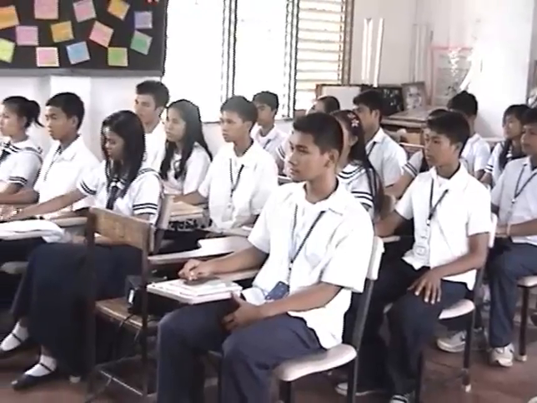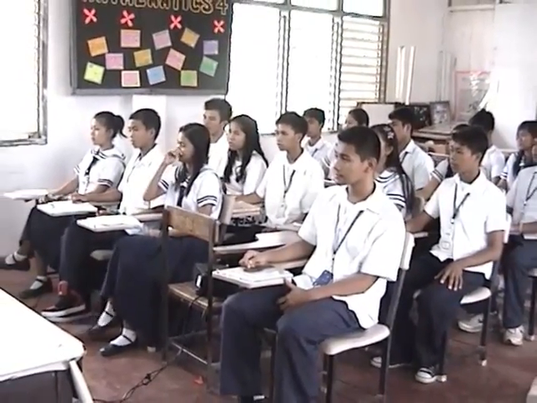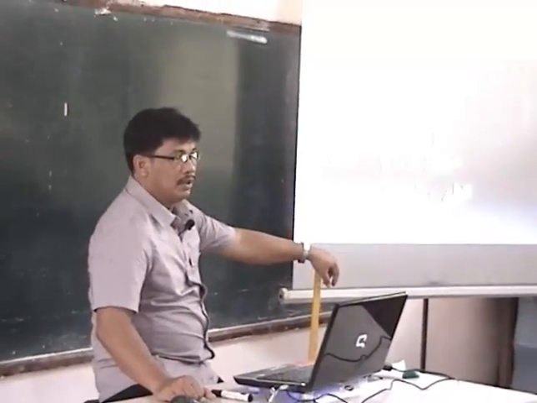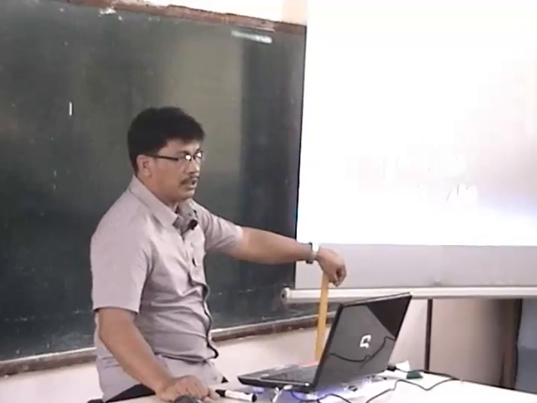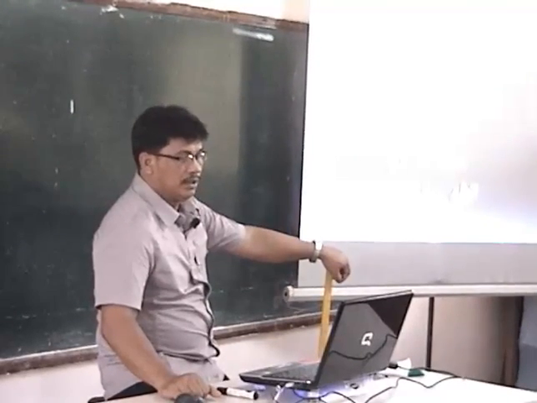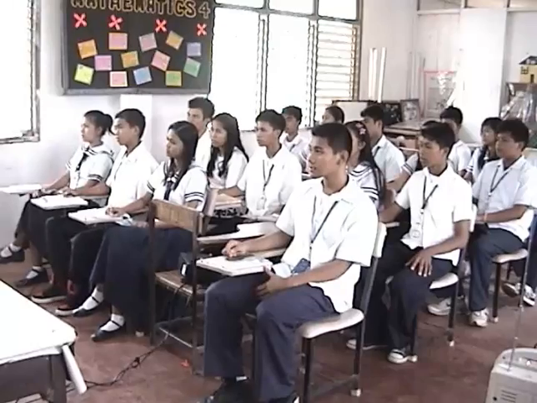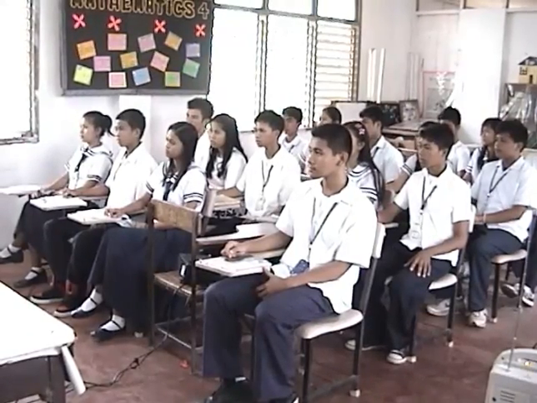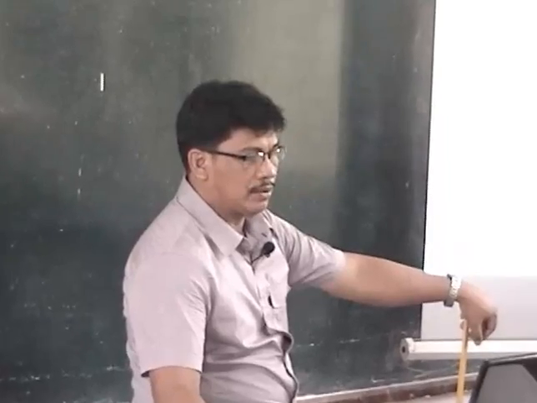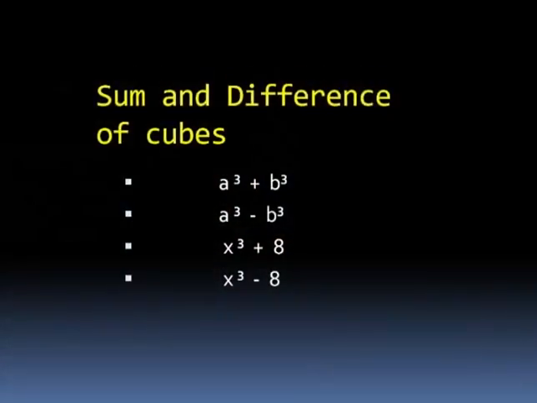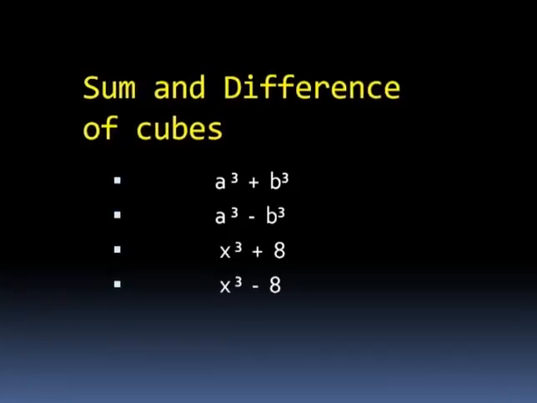And take note, class, the last term is always negative. I just want you, class, to observe this one and remember this always. Because later on, in the factoring process, this kind of quadratic expression has different factors. Alright? So, let us proceed now to the next one. So, this is another type of special products. The sum and difference of cubes.